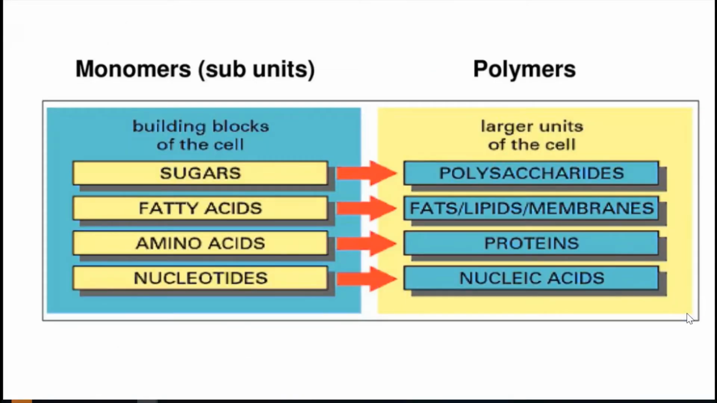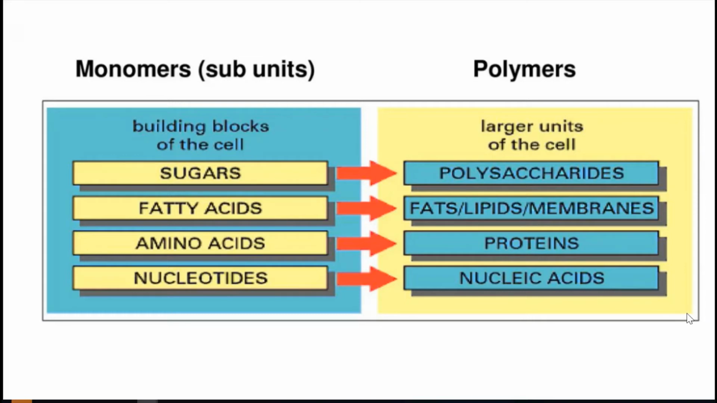So let's just go through really quick and talk about monomers and polymers. The building blocks of any biological molecule we call a monomer. So simple sugars, monosaccharides, those are the smallest subunit of larger molecules. Polysaccharides are many monosaccharides bonded together. Those are things like starch. We'll talk about that in a later screencast.